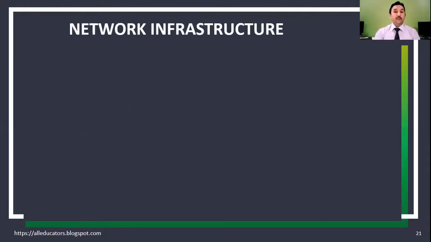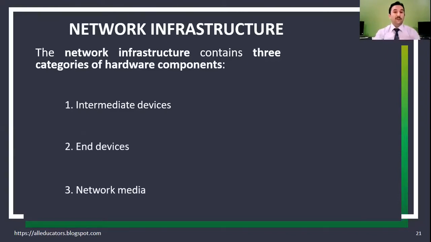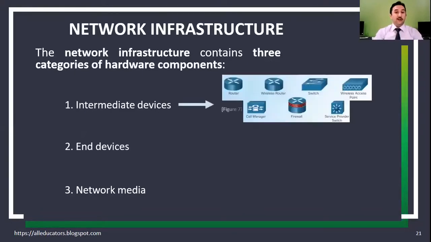So the network infrastructure contains three categories of hardware components. Maybe you heard that before. The first is intermediate devices. The second is end devices. The third is network media. The intermediate devices are routers, wireless router, switch, wireless access point, call manager, firewall, service provider switch, as examples in figure 7.